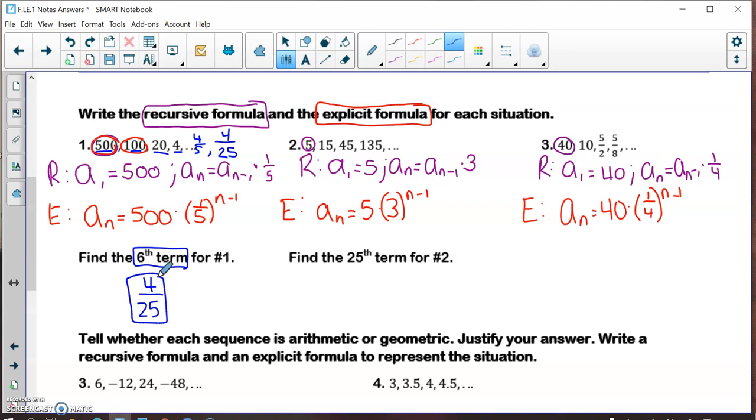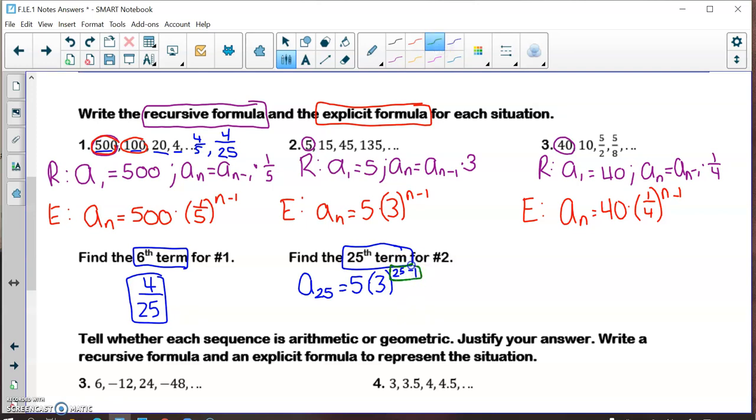All right, but in the next one, find the 25th term for number 2 here. I'm not going to want to do the pattern 25 times. So here's how we find the 25th term. We would put 25 in for n. And all this a sub 25 means is that we're finding the 25th term. So you don't even have to worry about the a sub 25. That really means nothing. We're going to follow the order of operations.